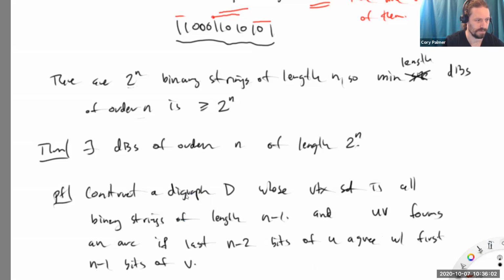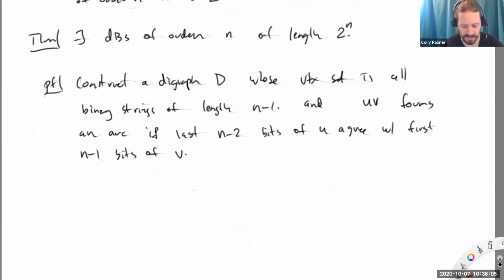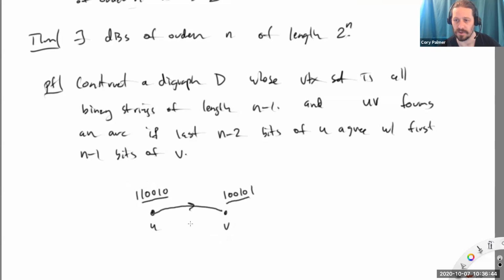Let me draw an example here. Here's U and here's V, and I'm asking whether there's an edge, an arc between them or not. Say U is 1, 1, 0, 0, 1, 0. Let's make it shorter here. And then V is 1, 0, 0, 1, 0, 1, say. Did I get this right here? So the last bits here agree with the first bits here, right? So these kind of overlap here. So what this means is I put an arc like that if they agree.